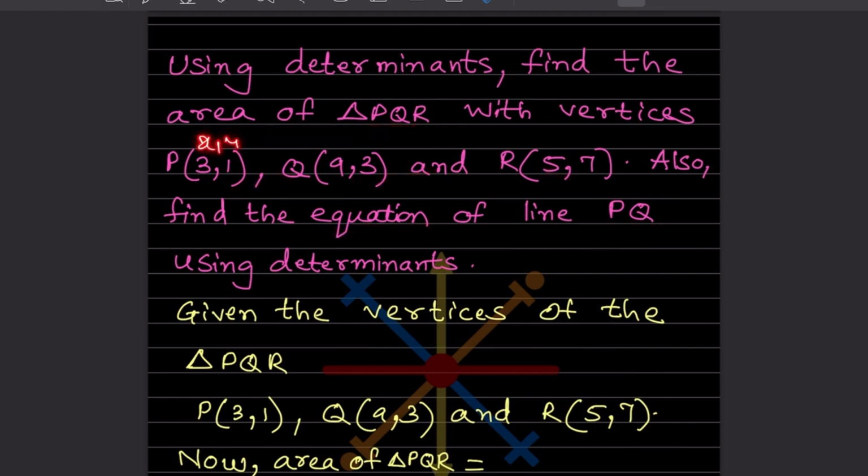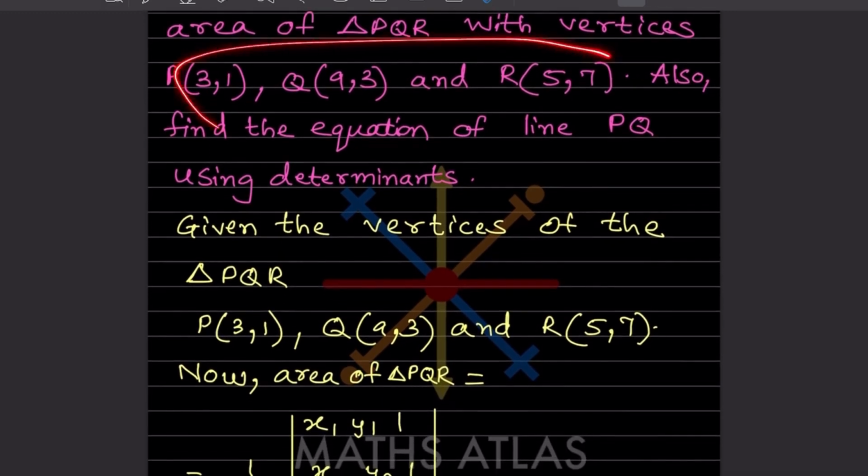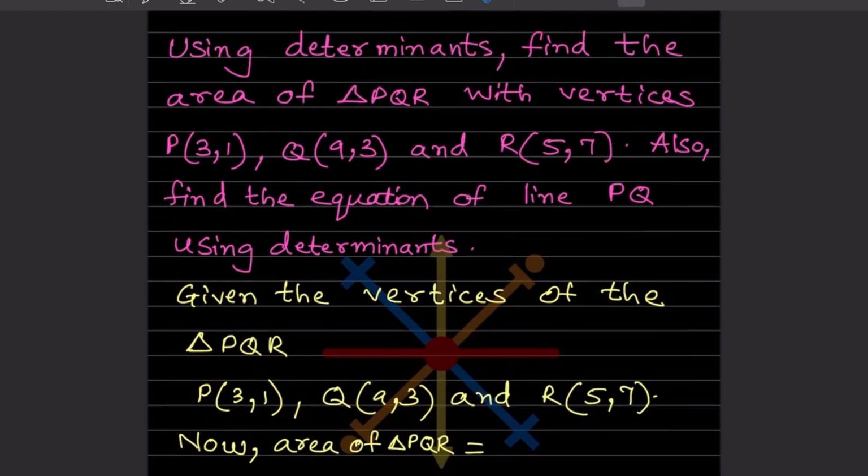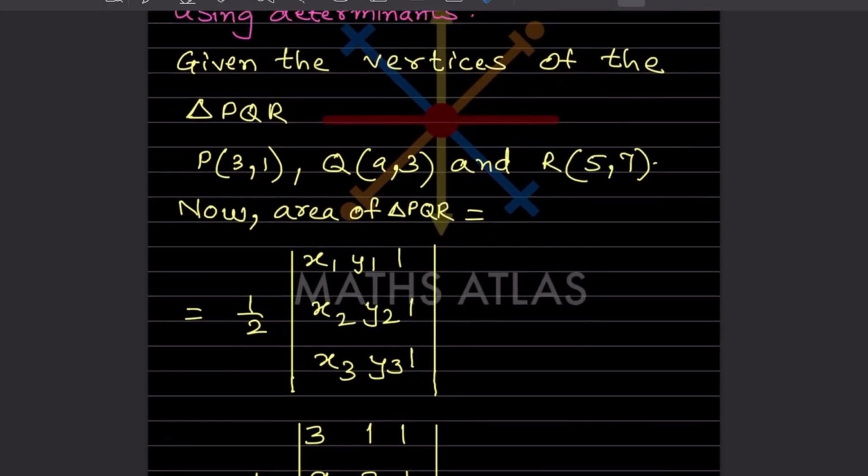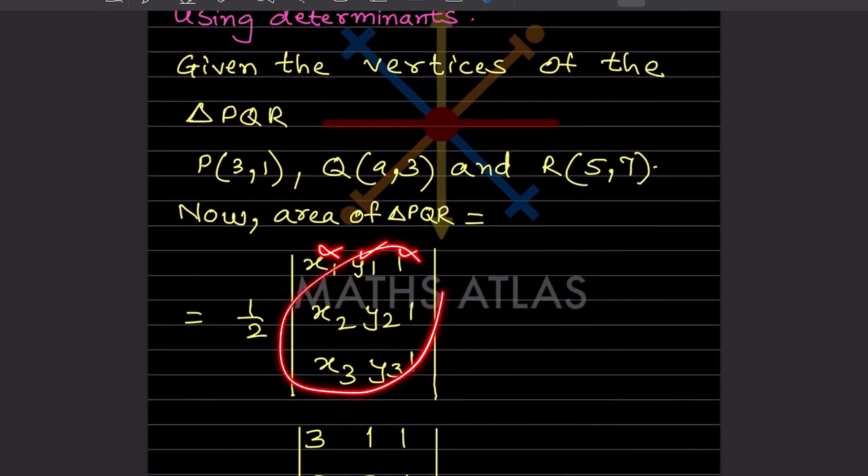So this is x1, y1, x2, y2, and these are x3, y3. Now we know the given vertices, so we write the given vertices over here. So first thing we have to find the area of the triangle. The area of the triangle is given by this formula. Now just plug in the values.